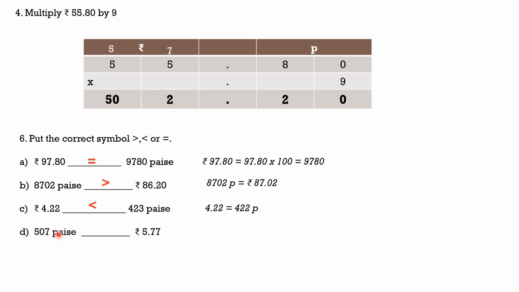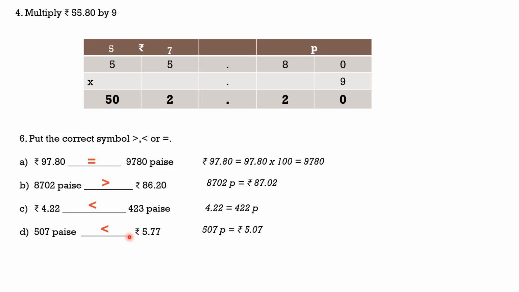Next is 507 paise and 5.77 rupees. Again, let's convert 507 paise into rupees. I am keeping the right hand side as it is and converting what is there at the beginning. 507 paise will give me 5.07 rupees. So here this is actually 5.07 rupees. When you see that, what is bigger? 5.77. So therefore we put the smaller than sign this side.